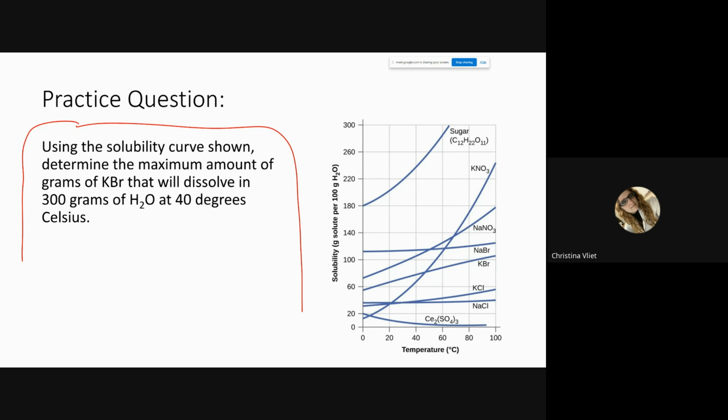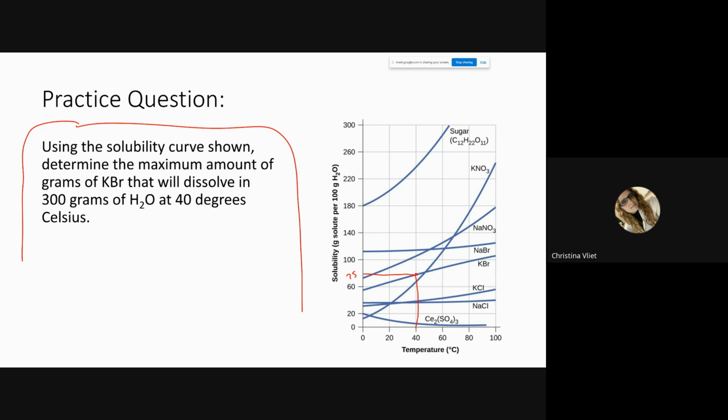Let's take a look at KBr at 40 degrees Celsius. Let's solve this first. It's approximate. It's a little bit less than 80, probably 75. Let's approximate that at 75. If you approximated it at 80 on the test, I would not accept it. It's a little bit under 80. It's 75 on the test.